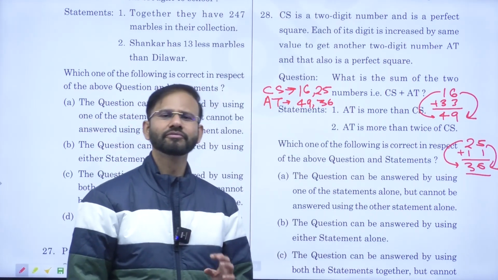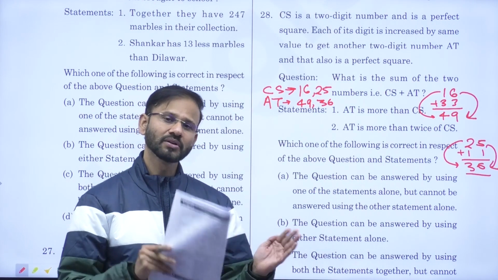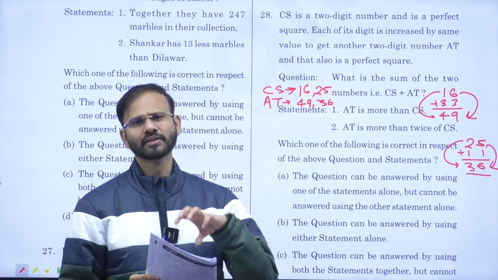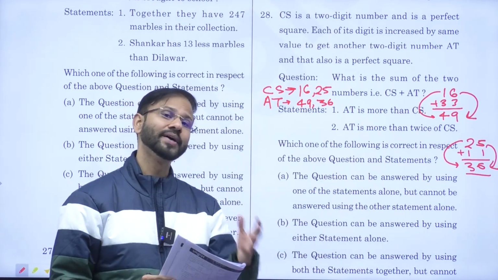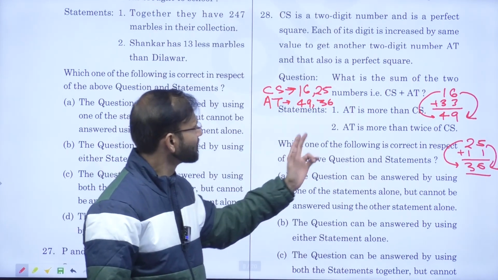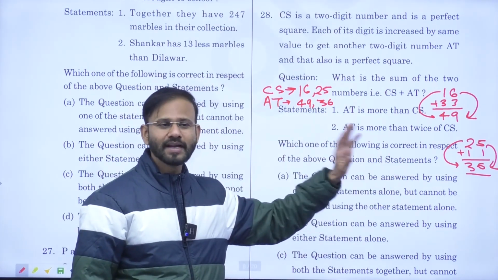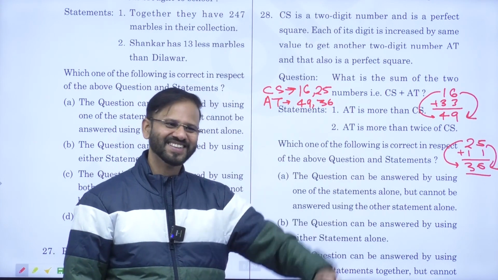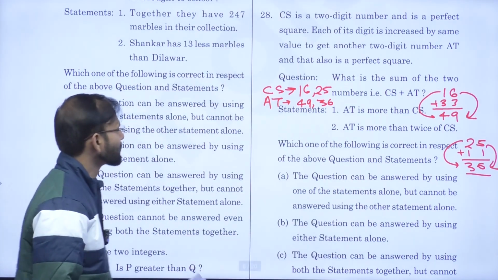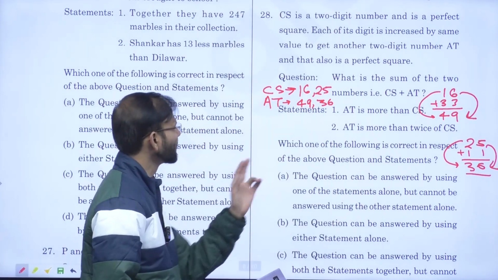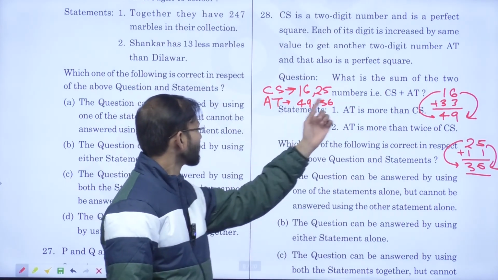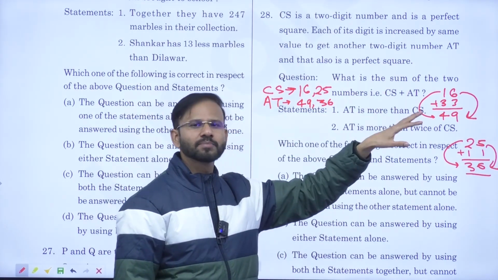I mean, if you are thoughtful and you have solved many questions based on numbers and squares, these things will click for you in the examination. Else obviously you have to think a lot, right? But anyways, the question is saying, what is the sum of the two-digit number CS plus 80?